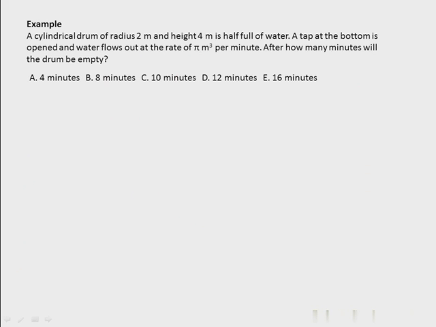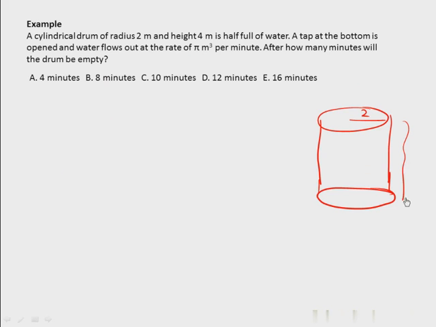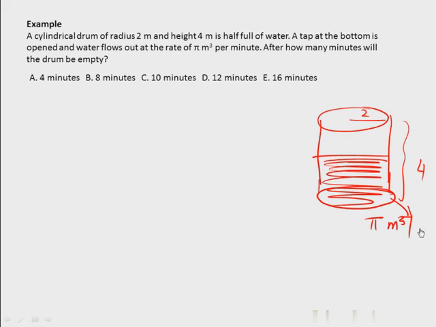A cylindrical drum of radius 2 meters and height 4 meters is half full of water. So we have a cylindrical drum, radius 2 meters, height 4 meters, half full of water. A tap at the bottom is open and water flows out. So water flows out at the rate of pi meter cube per minute.